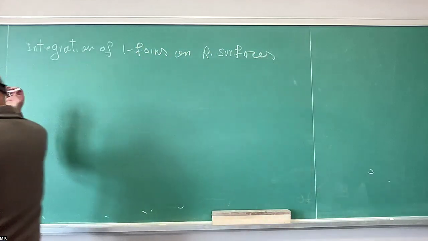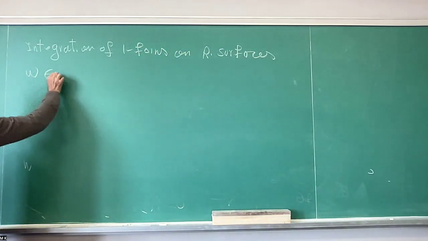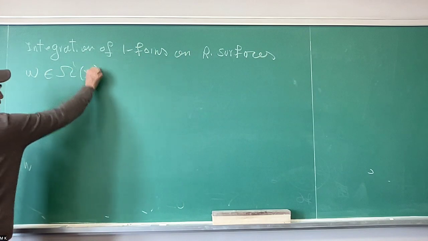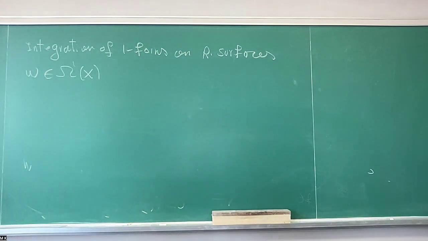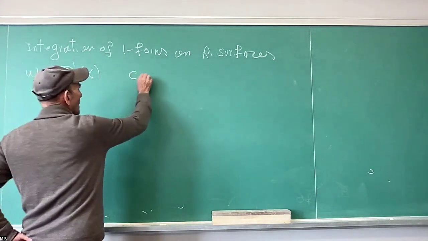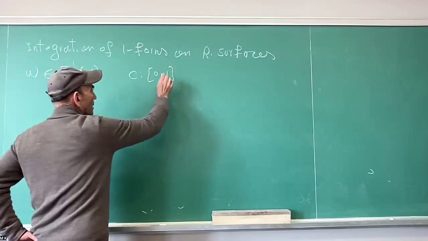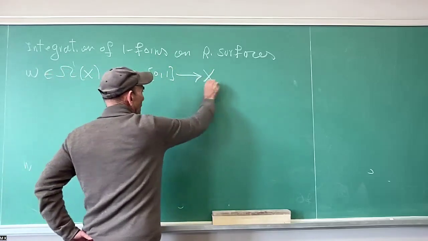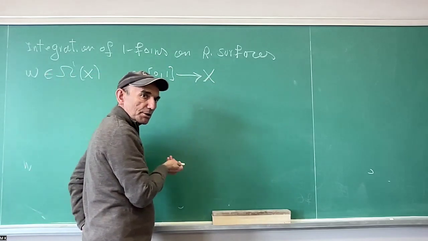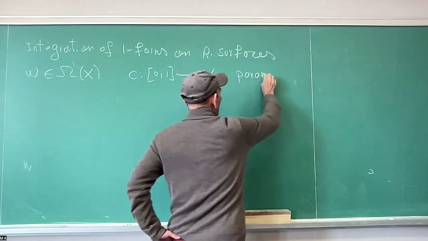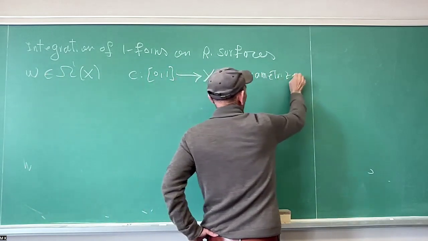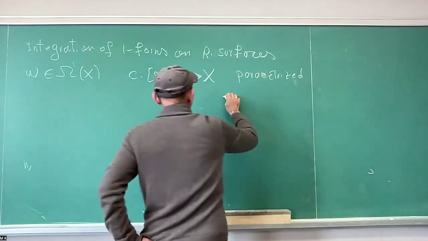Okay, so now let's assume omega belongs to omega 1 of X, a one form, and I'm not assuming this one form is holomorphic or anti-holomorphic or anything. It's just a one form, right? And C from 0, 1 to X is a parameterized curve on X. Parameterized, if you want, maybe piecewise smooth curve on X.